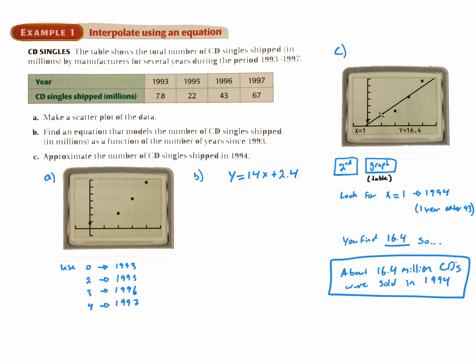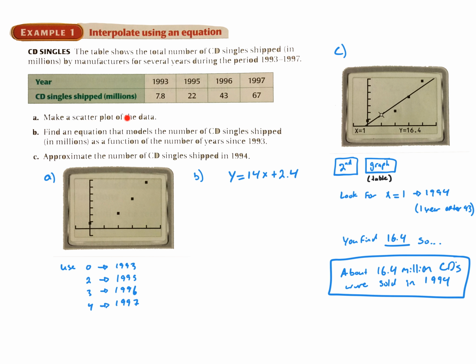So if you look at example 1, it talks about CD singles, how many were sold in a particular year. This is really old data, from whenever I wasn't that old, for 1993 through 1997. Notice this is talking about millions of CD singles shipped. In 1993 it is 7.8. So we have three things to do, A, B, and C.